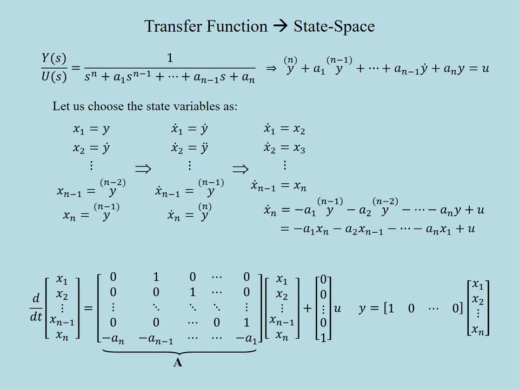So now that's our A matrix. This is the B matrix. And that turns out to be the C matrix.